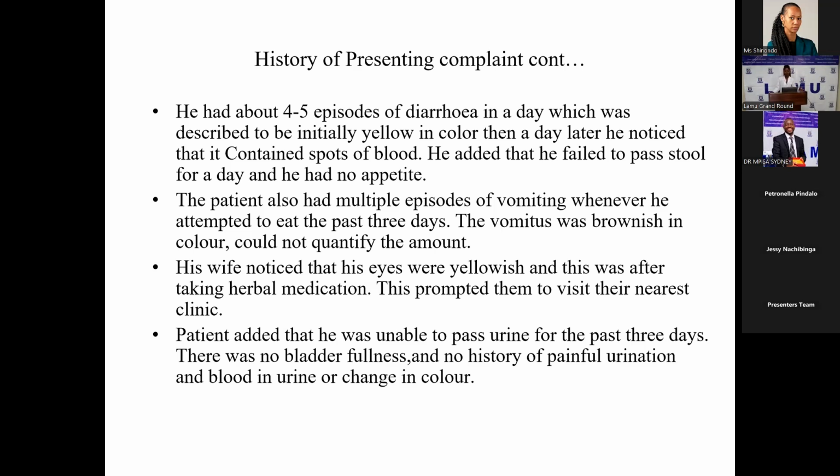The patient also had multiple episodes of vomiting whenever he attempted to eat for the past 3 days. The vomitus was brownish in color and he could not quantify. His wife noticed that his eyes were yellowish, and this was after taking the herbal medication. This prompted them to visit the nearest clinic. The patient added that he was also unable to pass urine for the past 3 days. There was no bladder fullness, however, and no history of painful urination, blood in urine, or change in color.